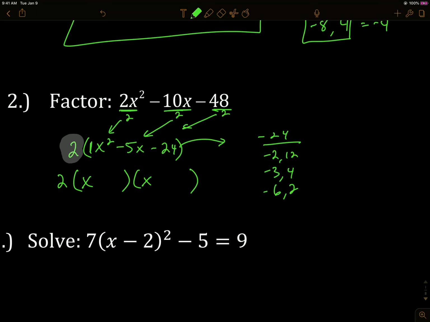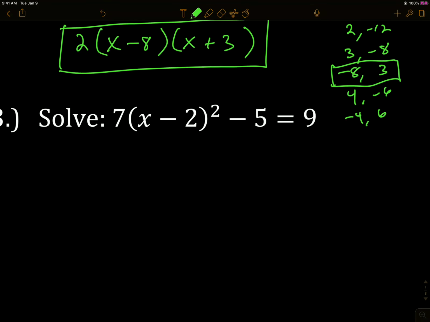Oh, wait, no, I'm sorry. These multiply to 12. My fault. So I've got negative 2 and 12, 2 and negative 12. We've got 3 and negative 8, negative 8 and 3. Got 4 and negative 6, negative 4 and 6. Which one adds to negative 5? It looks like these do. So it's going to be minus 8 plus 3.